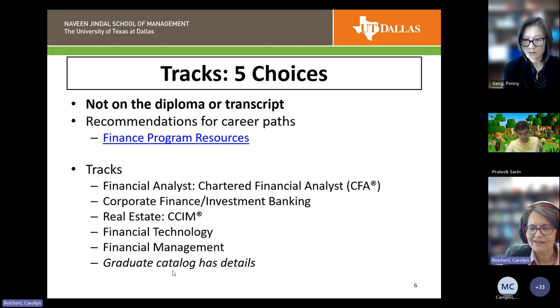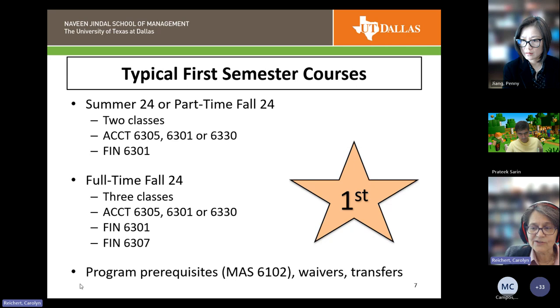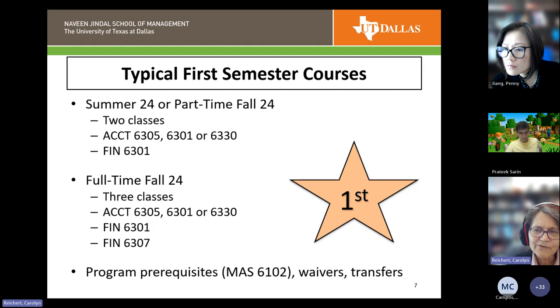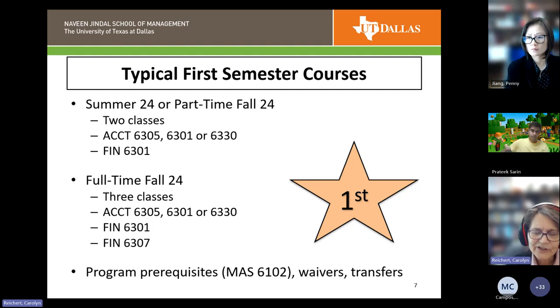But again, the graduate catalog has the details. The web page has the details. Because if you're trying to enroll for your first semester, I want to focus on what you want to do now. If you're starting in the summer or you're part-time for fall 2024, you will want to focus on two classes, an accounting class or FIN 6301. So the accounting classes, you have three choices.